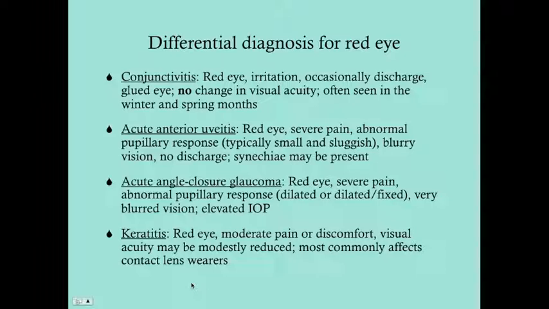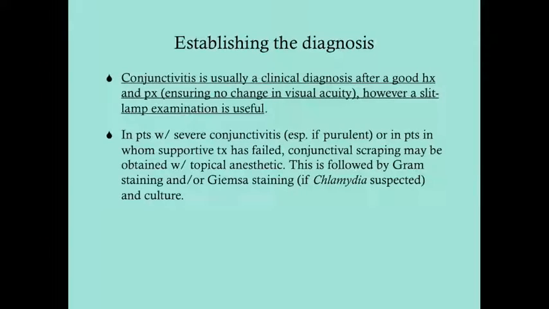So those are two things that will help you distinguish the two. But it's very common that keratitis and allergic conjunctivitis are mistaken for one another. So to establish a diagnosis, it's really just clinical. You do a history and a physical, and the most important thing is that you ensure there's no change in visual acuity. And for the most part, you can diagnose conjunctivitis that way. However, a slit lamp examination can be useful as well.